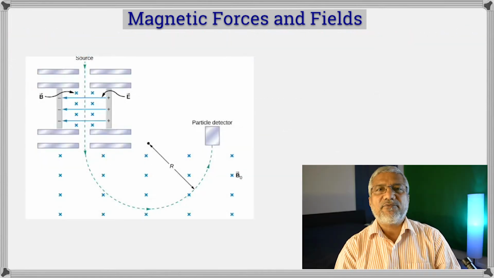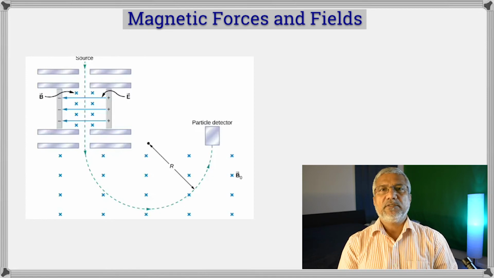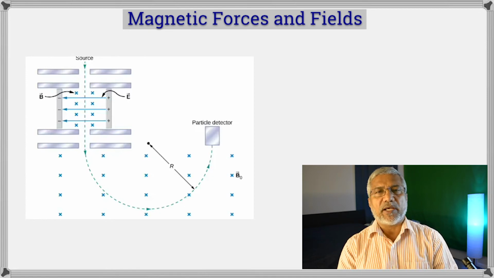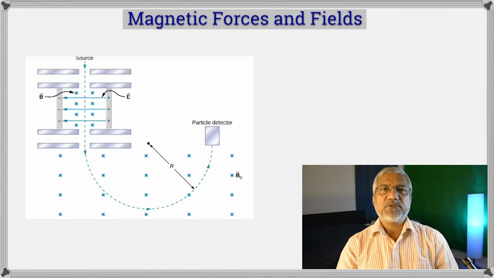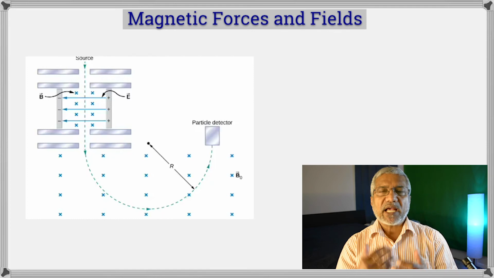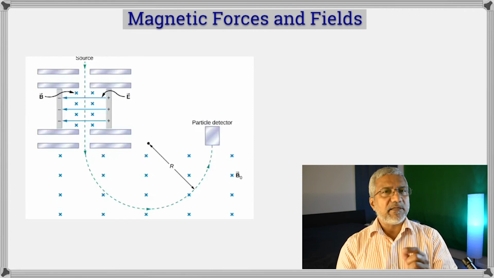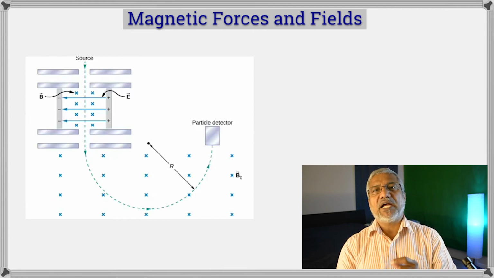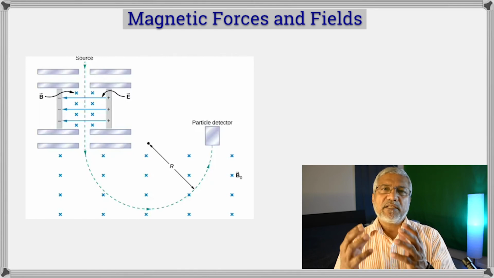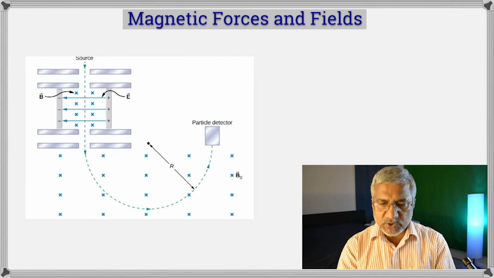Now let's focus our attention on the applications of what we have studied so far. We're just going to have a few applications. The first one is what's called a mass spectrometer. A mass spectrometer is the device which enables us to find the isotopes of an element. You know what isotopes are? Same atomic number, different mass number. And the spectrometers use this idea.